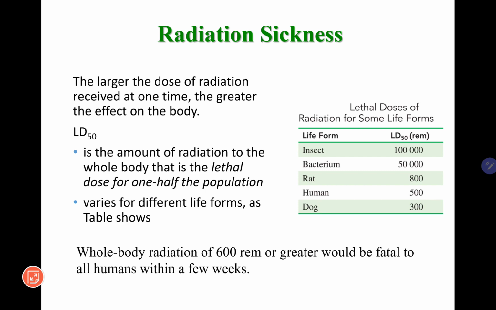But if you take a look at insects, bacteria, and rats, they have a very high LD50 value. That means you need a very huge dose of radiation to kill 50% of the population. If something goes wrong and every human dies on Earth from some radiation mishap, the Earth will be crowded with bacteria, insects, and even rats. So, just something to remember.